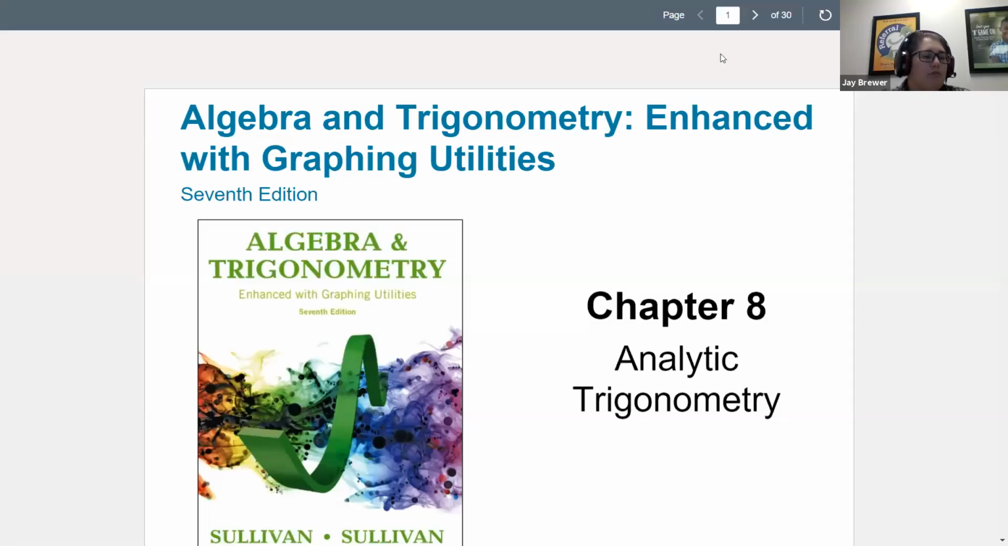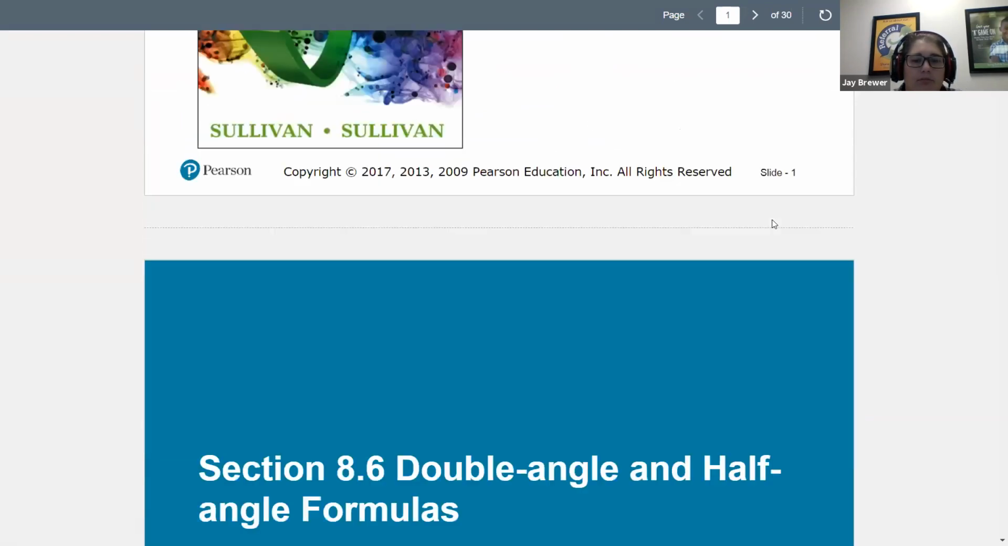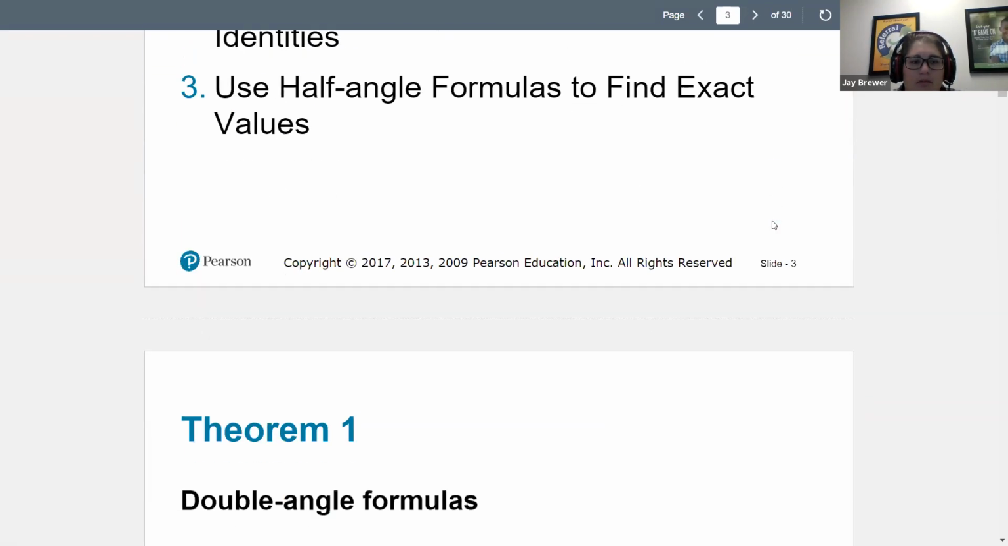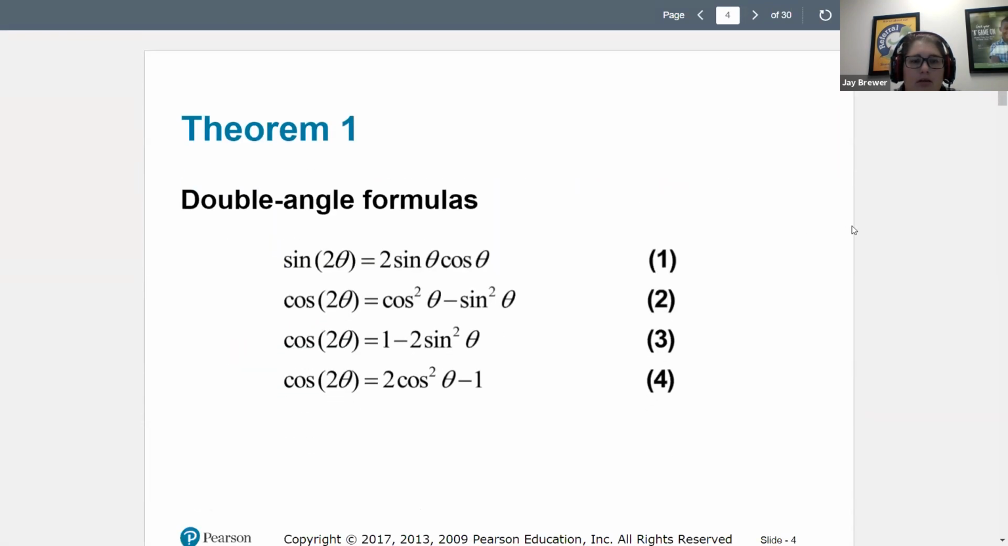Okay, so for the sake of the recording, we are going to start chapter 8, section 6, double angle and half angle formulas. So here is theorem 1. You definitely want to write these down. Like I said, if you don't have a nice little cheat sheet, or if you're making your own cheat sheet, regardless, you want to write these theorems down. You will use these consistently through the homework, I would imagine through the quiz, and definitely on the exam.